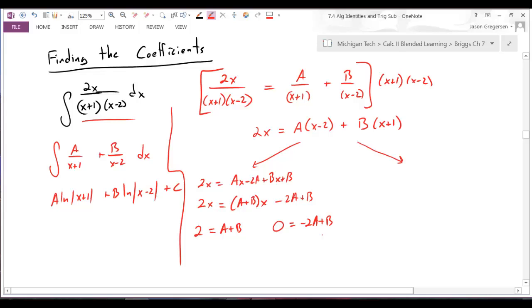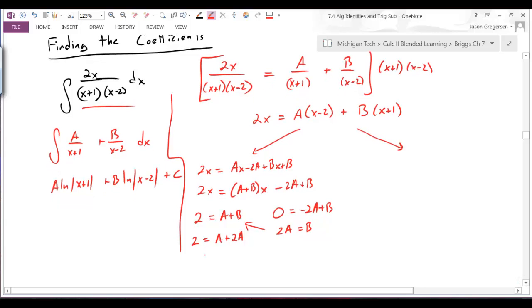I'll start with the right side first. I'll move the 2a to the other side. That gives me b is equal to 2a. That's a value for b. And I'll just plug in that value for b to the other equation. I get 2 is equal to a plus 2a. I get 3a equals 2. So a must be equal to 2/3.